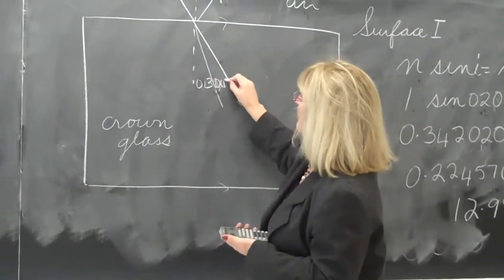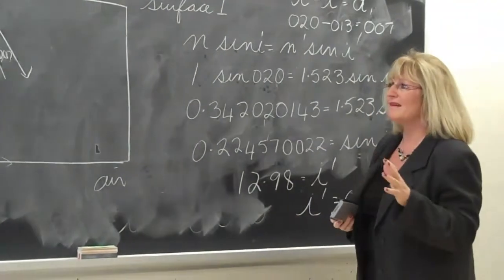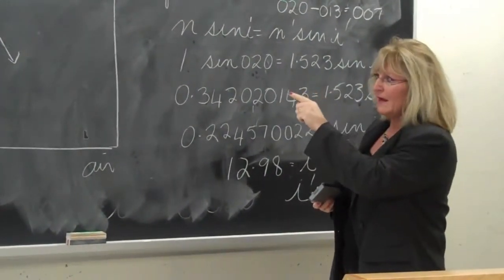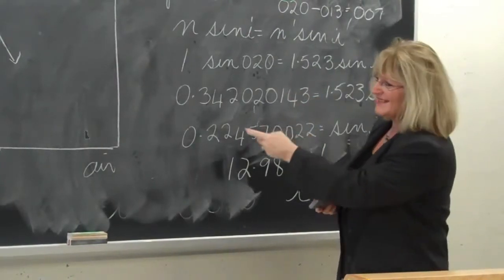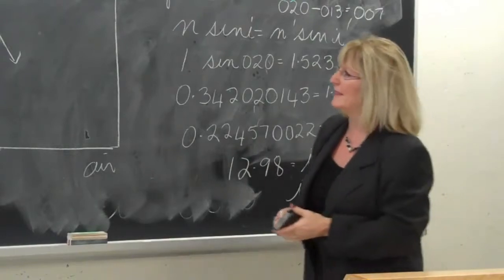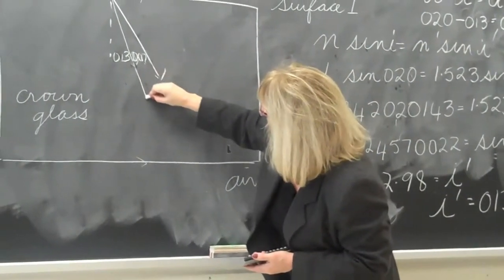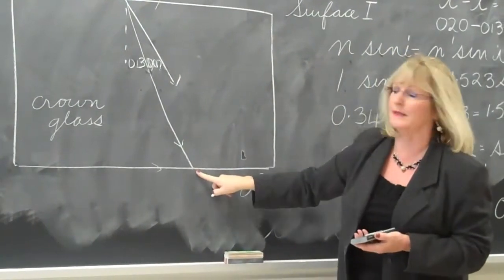Now typically, if we're just doing one surface, we stop there. But because it's a parallel-sided block, we have to continue with the ray through the crown glass parallel-sided block until it strikes the boundary between two media again. So with a ruler, if this was to scale, you would carry on this line until it strikes the boundary between two media.